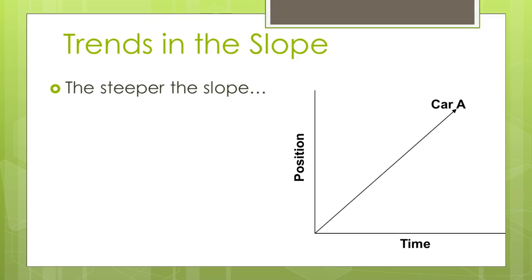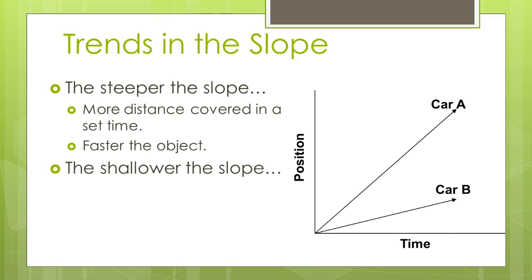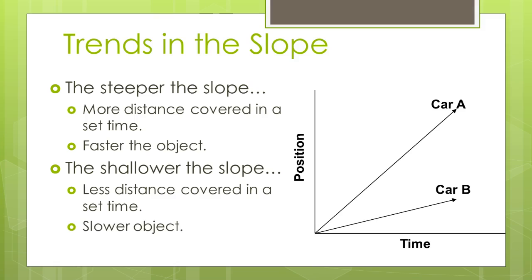The steeper the slope, the more distance is covered by an object. So therefore, the faster the object's moving. The opposite is true. The shallower the slope, the less distance is covered in a set time, and therefore the slower the object. So car A may have driven 2 miles in the same amount of time that car B drove 1. Car B is therefore driving slower.